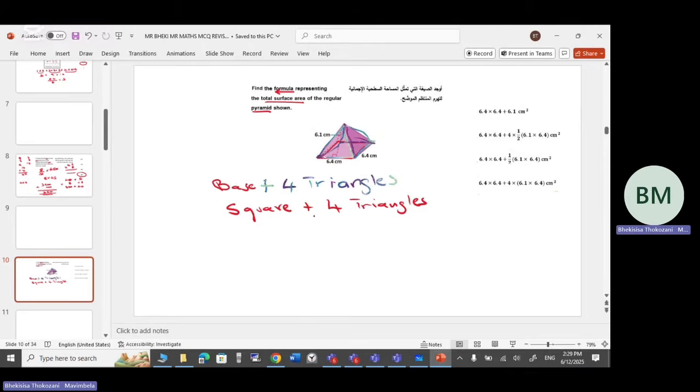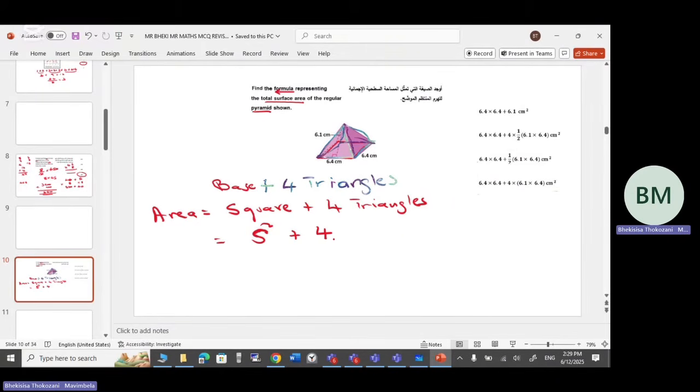So now what I'm going to do, I'm going to find the area of a square plus the 4 triangles. Let's do that. So what is the formula for a square? To find the area of a square, it is s to the power 2. This is not 5, it's s. Okay, s for sides, plus 4 triangles.